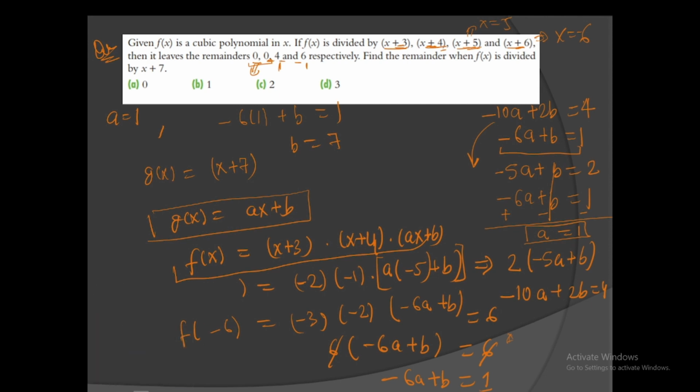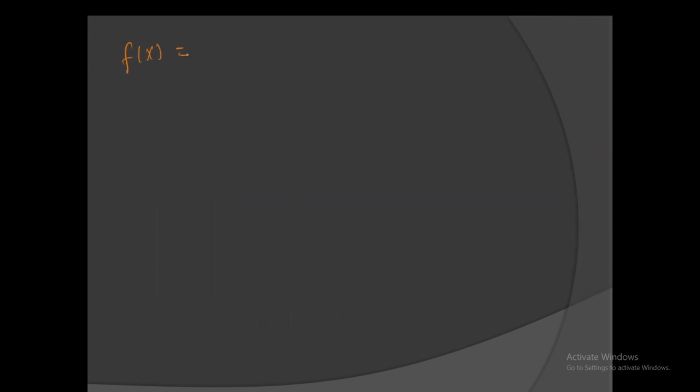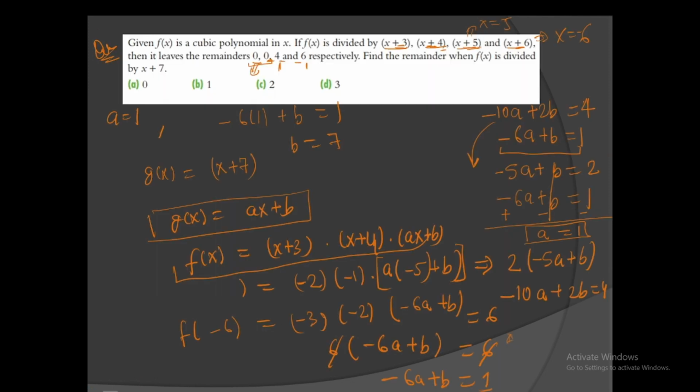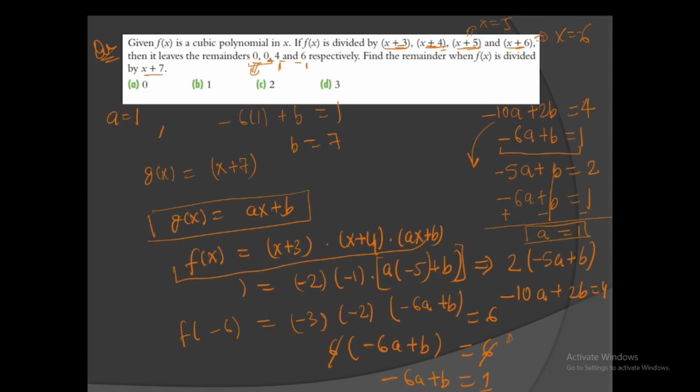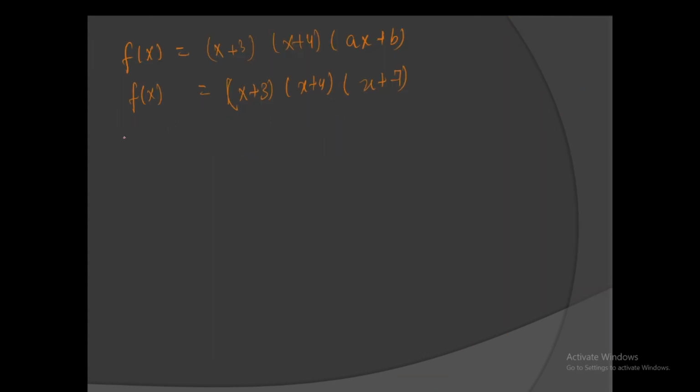Let me take it on the next page only. f of x turns out to be what? x plus 3 into x plus 4 into ax plus b, and we have figured out that this is x plus 3, x plus 4 into x plus 7, and this is our f of x. So we need to find the remainder when it is divided by x plus 7. We will put it equal to 0, and we get from over here that x equal to minus 7. So f of minus 7 will give the remainder.